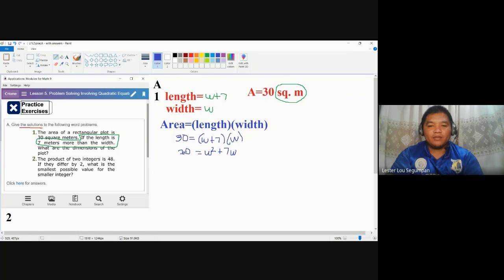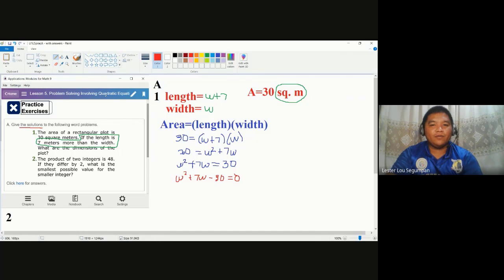We could simply use the symmetric property so that we do not change signs. This could actually be W squared plus 7W is equal to 30. I'm just using the symmetric property. The symmetric property allows us to interchange both sides of the equation. And then we need to subtract 30 from both sides of the equation so that we could have an equation in standard form. So we have here W squared plus 7W minus 30 is equal to 0. This is our representative quadratic equation.